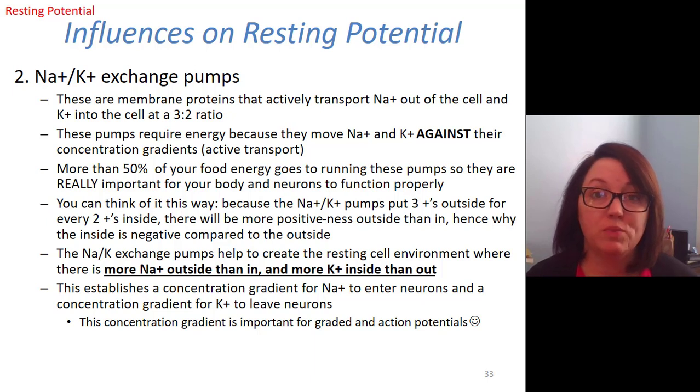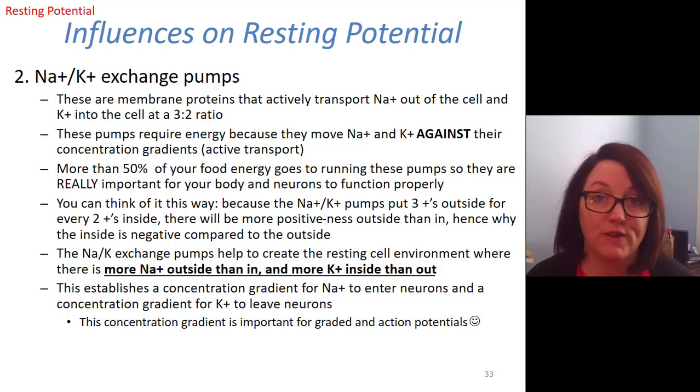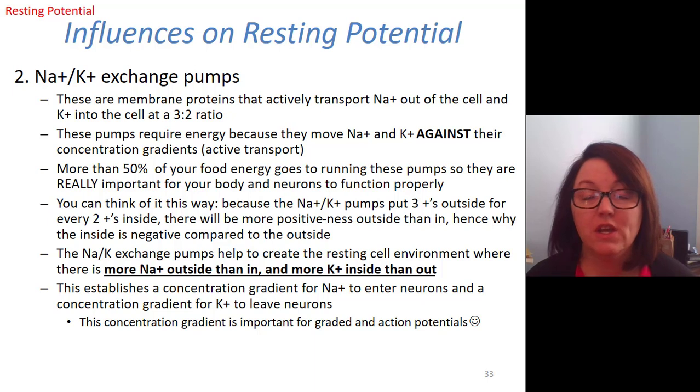These sodium-potassium exchange pumps are super important for neural activity, and I cannot emphasize this enough. Scientists estimate that 50% of your food energy, 50% of all of the calories that you eat, go to making ATP to run these active transport pumps. That's how important they are, right? So when you run out of food energy and your brain gets foggy, you know why, right? You're not using these sodium-potassium exchange pumps properly.